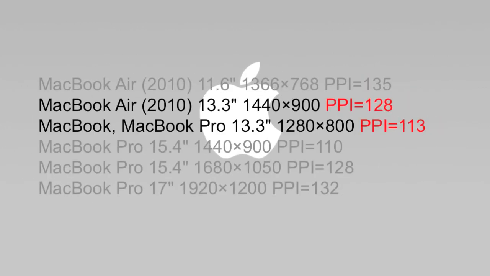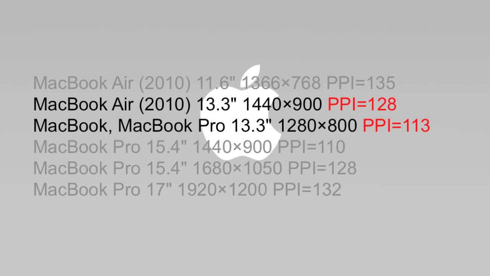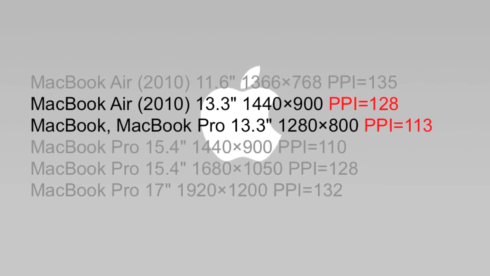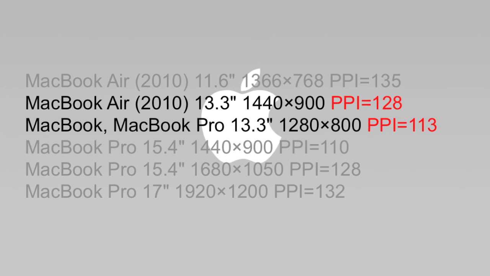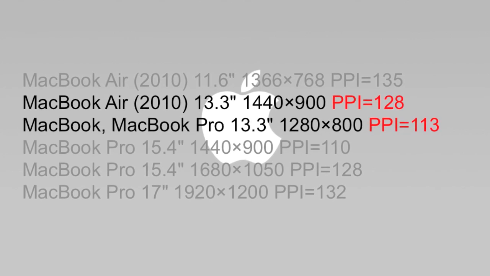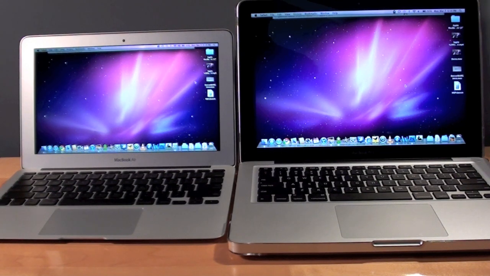Now, if we compare both 13-inch Pros and Airs, the difference is similarly significant, with the 13-inch Air equaling 128 pixels and the 13-inch Pro at 113 pixels. Now, clearly, the 13-inch MacBook Air has the best resolution and arguably the better display. Now, the question I get often is, if the 11-inch MacBook Air has the highest pixel density, does this also mean it looks better than the 13-inch MacBook Pro?